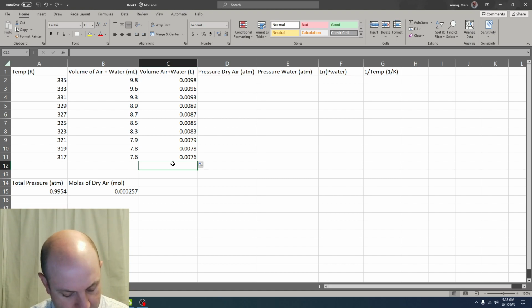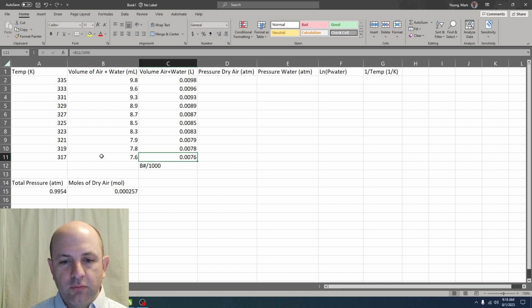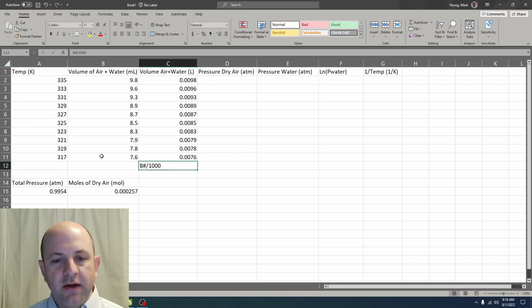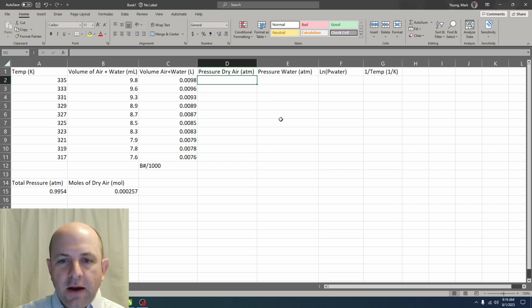I'm just going to type in B number to say, oh, it was my B cell divided by 1,000. That way I can say, oh, that's how this column was calculated. I took the B cell, I divided it by 1,000. All right. Now for pressure of dry air.